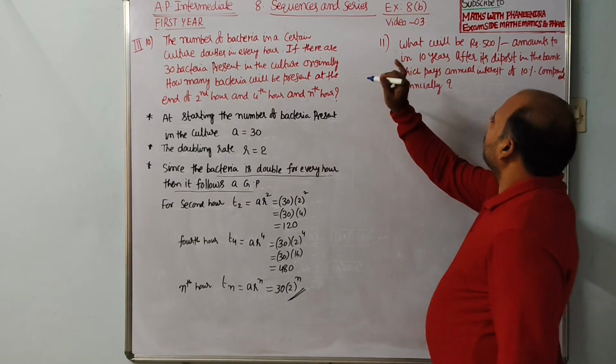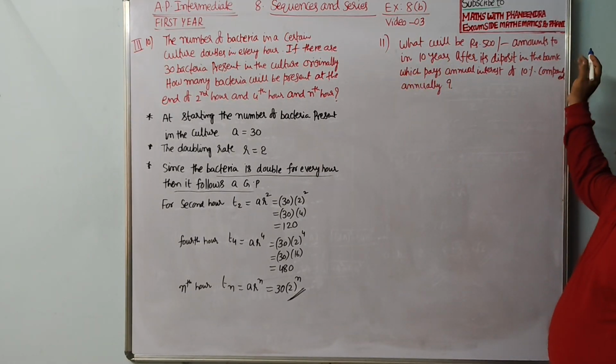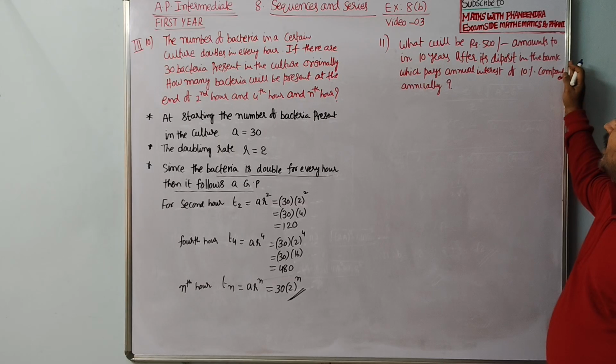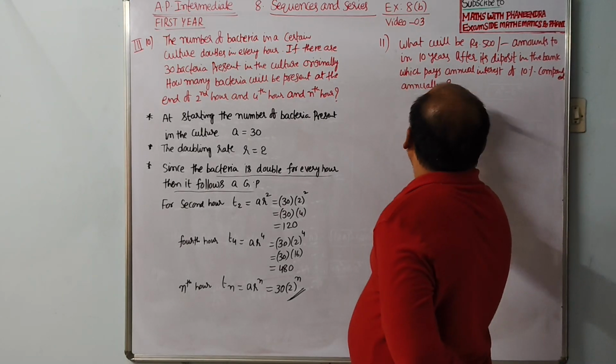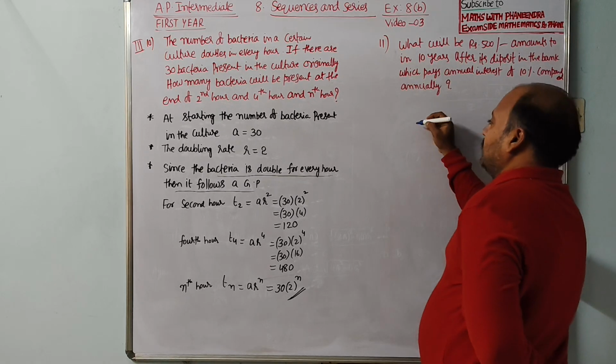See, next question already written now. What will be 500 rupees amount to in 10 years after its deposit in the bank, which pays annual interest of 10% compounded annually? See, what will be the amount?